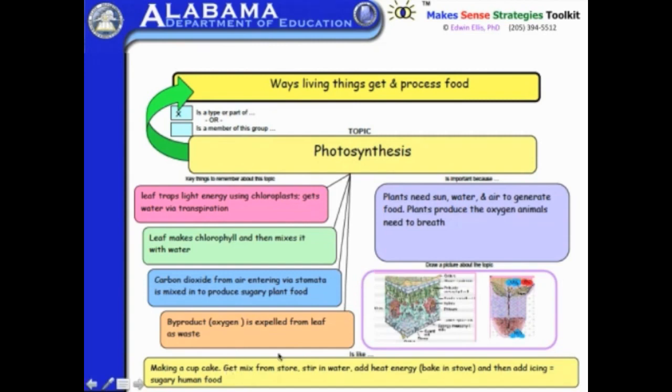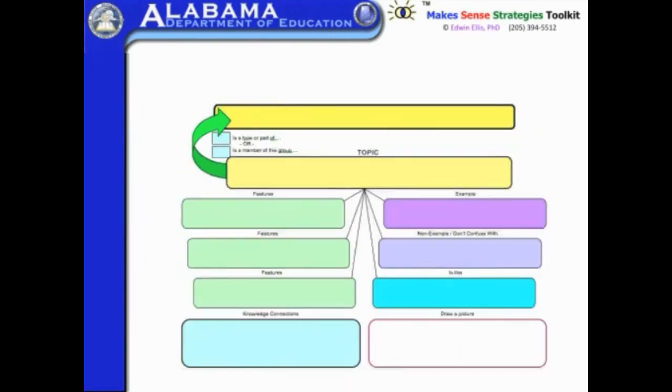And then it's like making a cupcake, because you get the mix from the store and you add water and you add heat energy, as in baking in a stove, and then you add icing, equals sugary human food. Well, basically, the process of photosynthesis is a similar process in some way. Obviously, it's solar energy rather than heat and so forth. But it does result in sugary plant food.